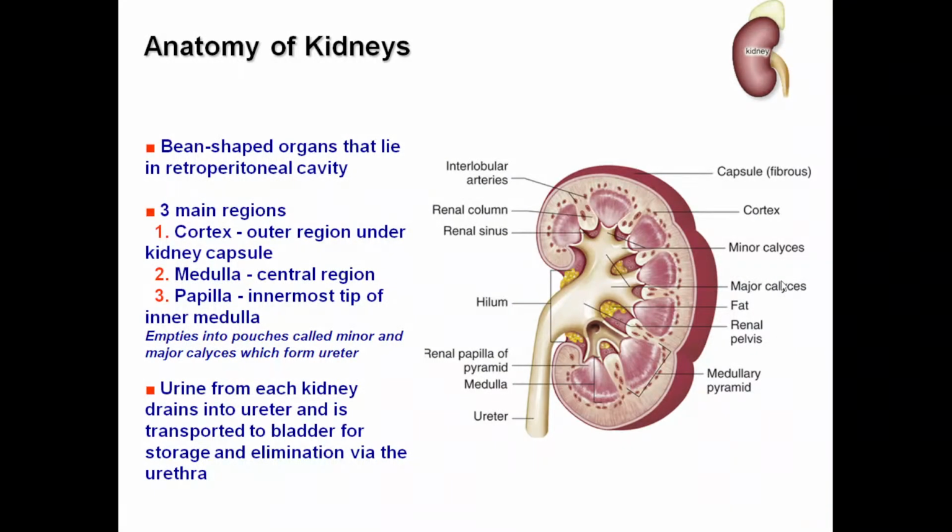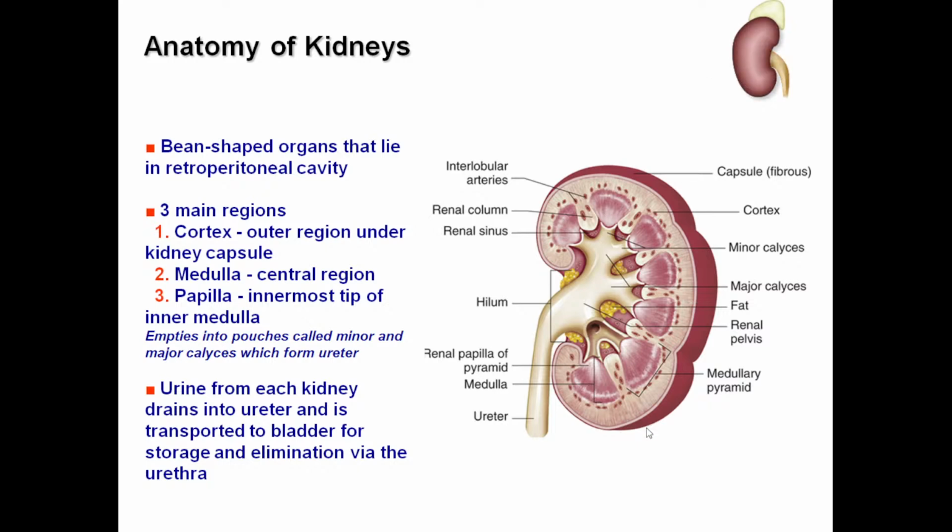Let's briefly revise the anatomy of the kidney. The paired kidneys are bean-shaped retroperitoneal organs, and the cut surface, which you can see on the slide, of the kidneys has a pale outer region that is known as the cortex, and a darker inner region, that's the medulla.